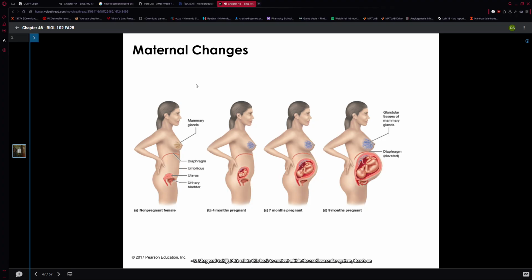If we relate this back to content within the cardiovascular system, there's an increase in blood volume. And so there can be an increase with respect to the amount of pressure on the lower extremities, which can increase the likelihood of varicose veins. There are hormonal fluctuations, which can impact the digestive system. There can be nausea. The timing of nausea, they often say, ends after the first trimester.